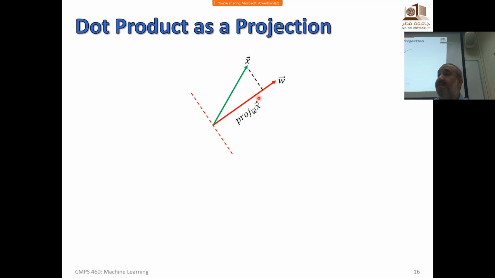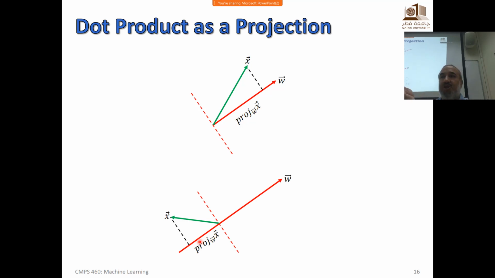If that projection is positive, which means that the activation value is positive, then we should predict the label for it to be positive, right? So you will see that here the projection is positive. That means that x is on the same side of the decision boundary like w, right? Because the projection is positive. If x is on the other side, like this, then the projection will be negative.